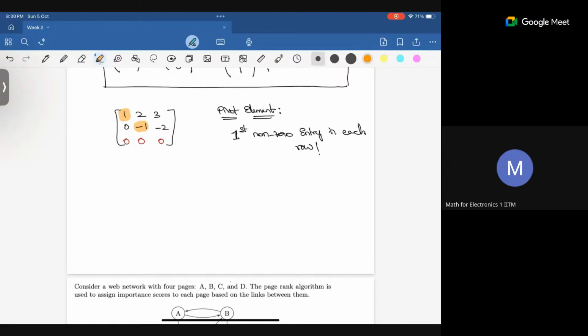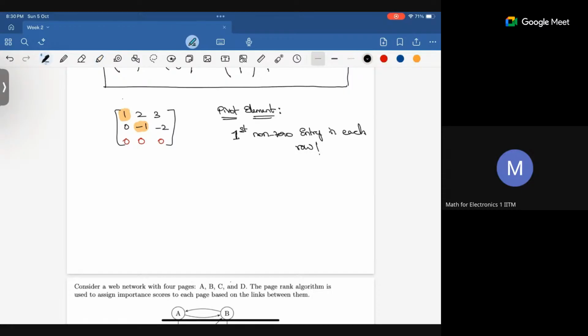So once you get a pivot element in the row, you don't have to go through all other entries, right? So you can go to row 3. Unfortunately, row 3 will not have any pivot element because all the entries in this particular row are zeros. So therefore, this matrix has 2 pivot elements, but it's a 3 cross 3 matrix, right?